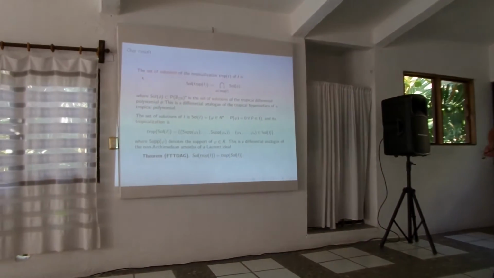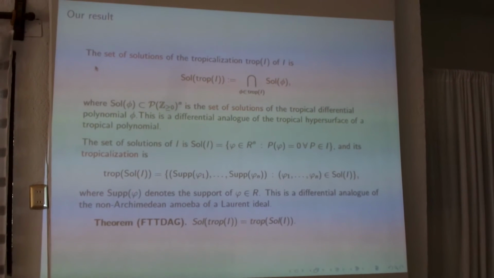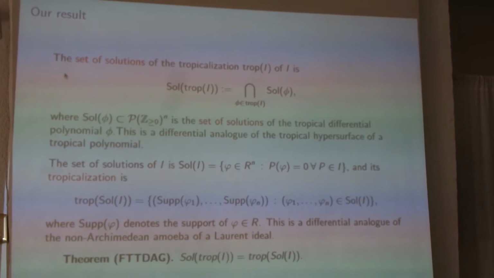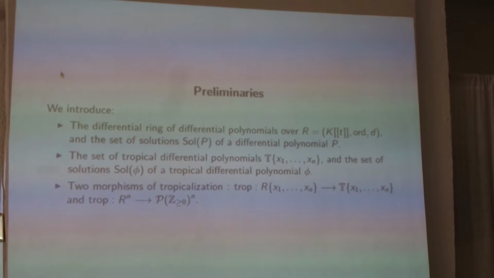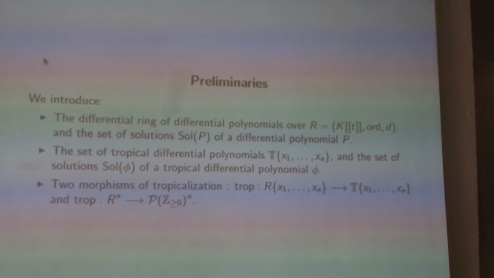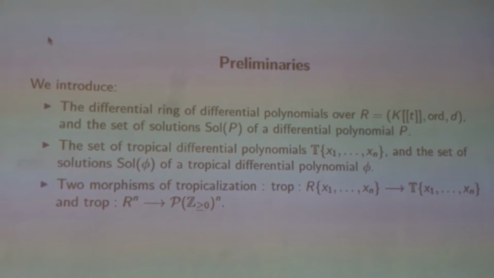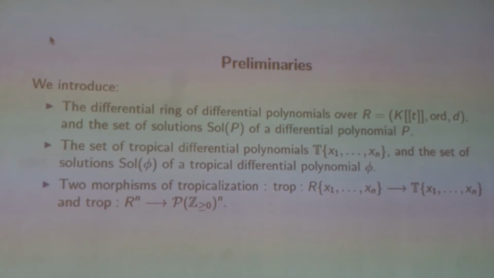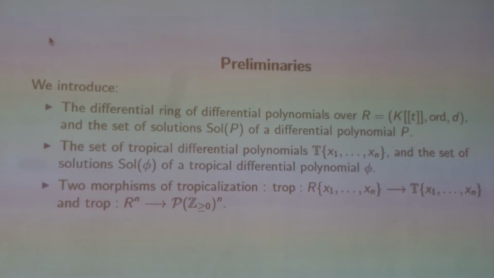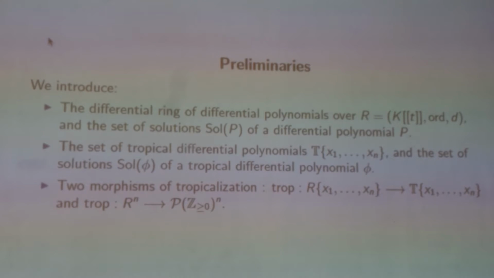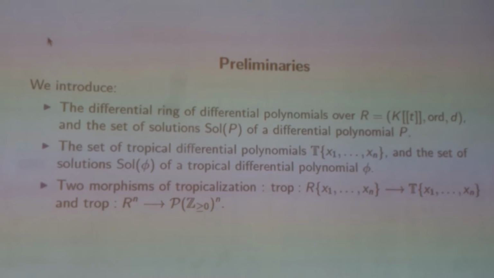So this is the project of the talk. This is just an introduction. I will formally now introduce the objects. So we pass to the second part of the talk, preliminaries. I will introduce the differential ring of differential polynomials over this ring and the set of solutions of a differential polynomial. Then I will talk about the set of tropical differential polynomials and the set of solutions of a tropical differential polynomial. And I will introduce two tropicalization morphisms to link these two ideas.